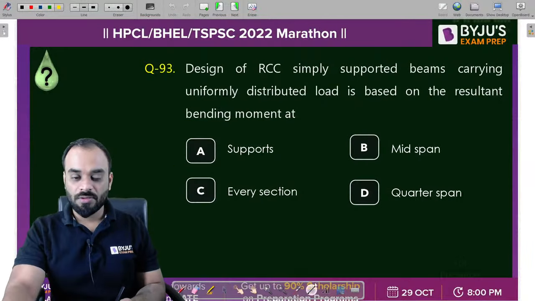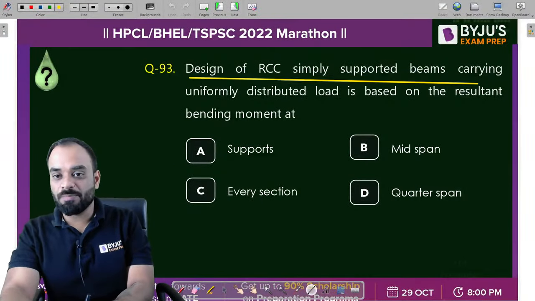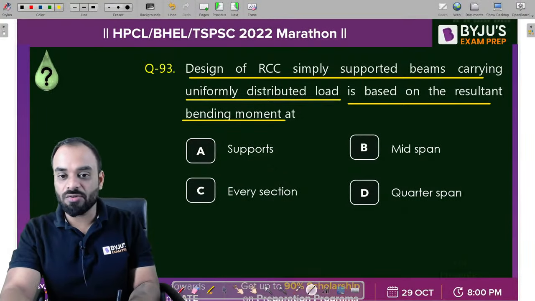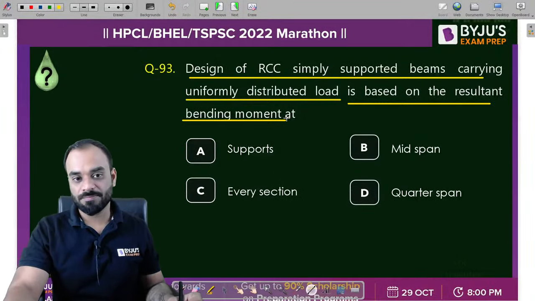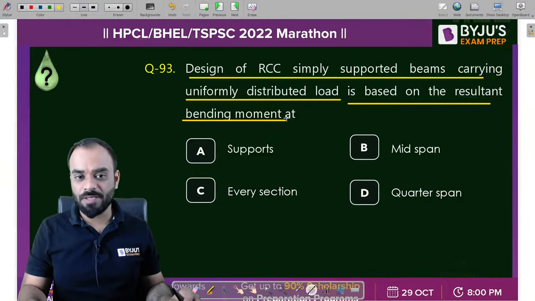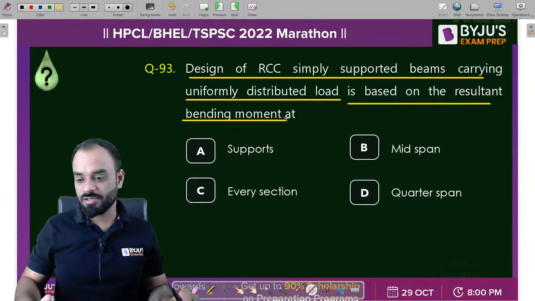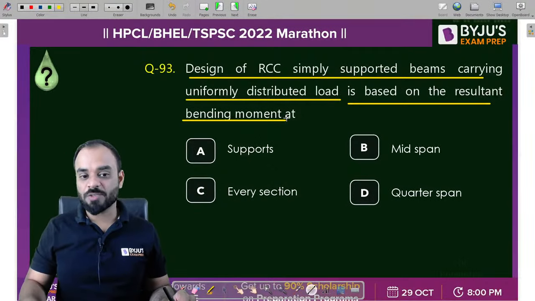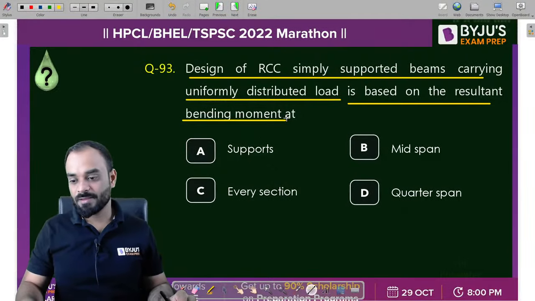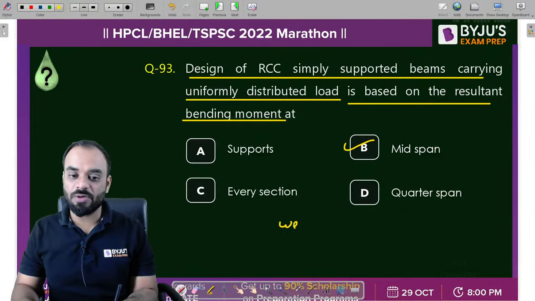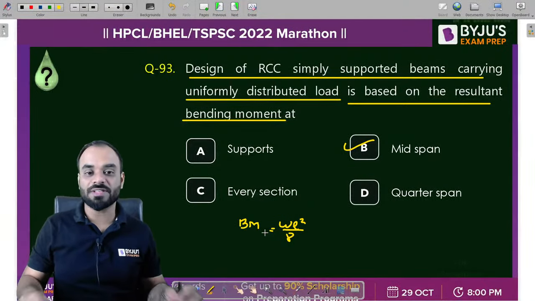Next question. Design of an RCC simply supported beam carrying UDL is based on the resultant bending moment at which particular location? You need to design your simply supported beam for which particular value of bending moment. Mid span, definitely. So the value of bending moment is equal to how much? WL square by 8. For this value, we will design our beam.